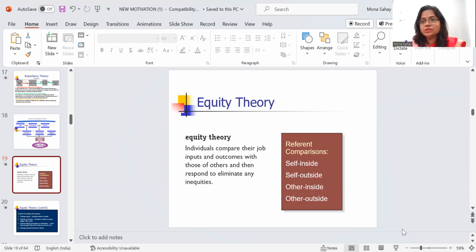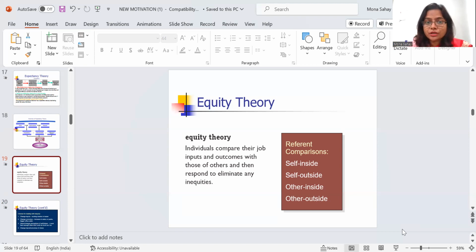And then we have other outside, which means employees do compare themselves with employees of other organizations who are at more or less the same level, with similar kind of skill, similar kind of seniority. So they will compare what people in other organizations are getting as compensation for the jobs and how much of inputs they are putting in for those jobs. So these are the four kinds of comparisons.